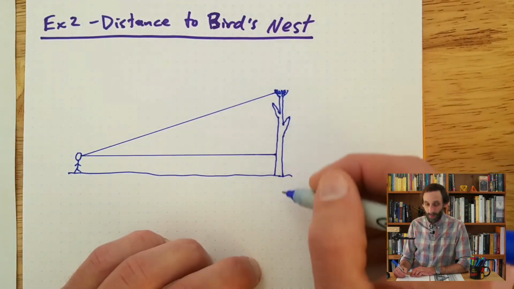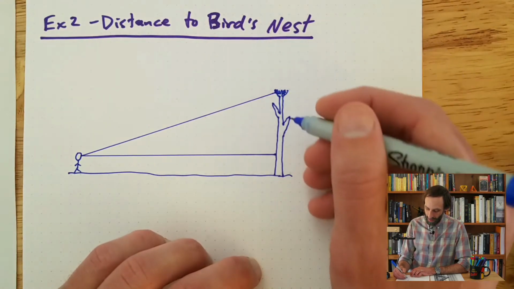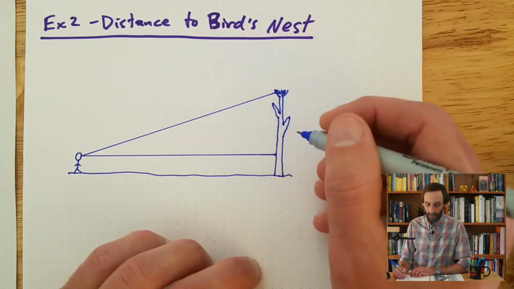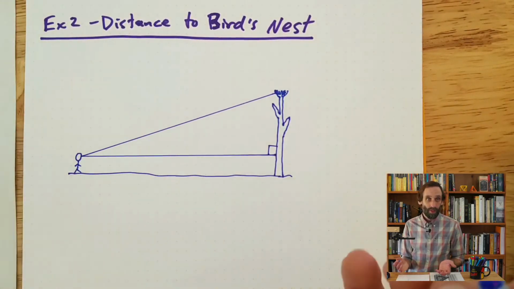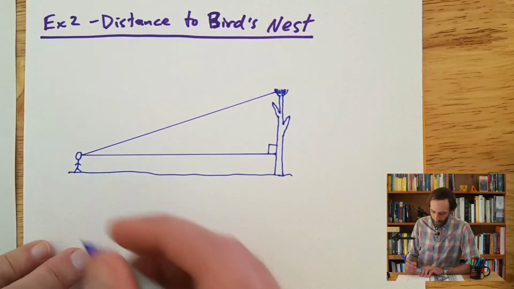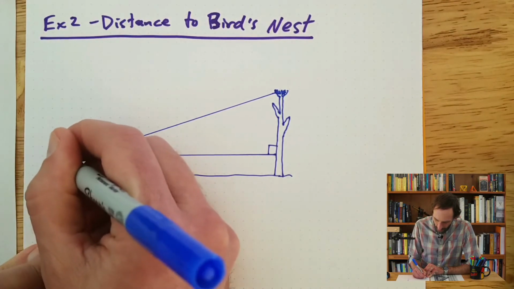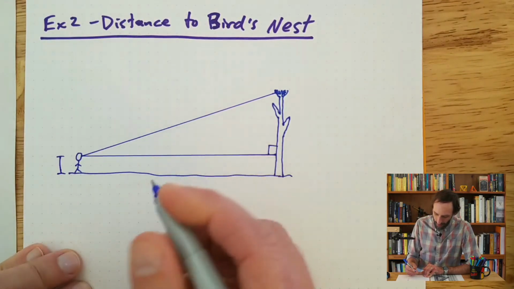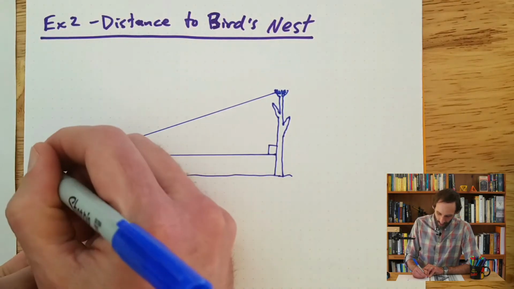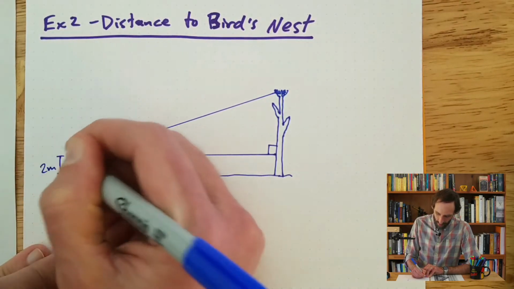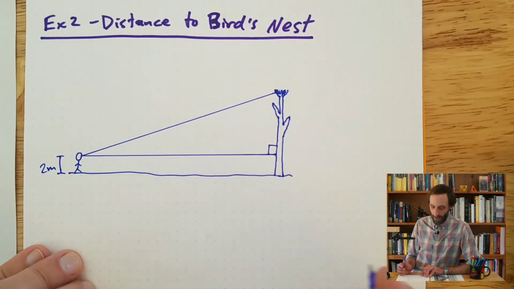We'll go ahead and assume that this tree is straight and vertical, perpendicular to the ground, which makes this a right angle and gives us a right triangle. We'll also say that our bird watcher is relatively tall, and the distance from the ground to their eye level is 2 meters. Okay, so pretty tall bird watcher.